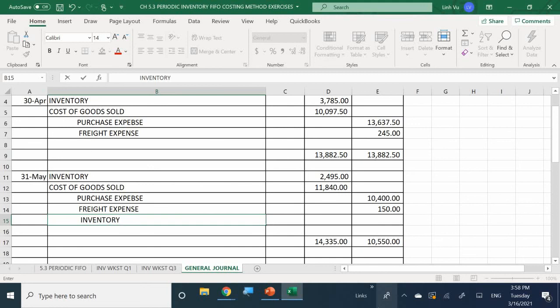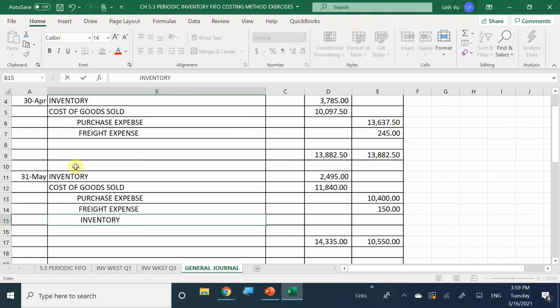For practice purposes only, I'll allow you to write beginning and ending in your journal, but just know that there is no such thing as a beginning inventory account and an ending inventory account. They go to the same place. One is you're taking out from it, and the other is you're adding into it. If it helps you memorize it or understand how the transaction is working, then go ahead and make that note. But in this case, it's coming out from the same account.